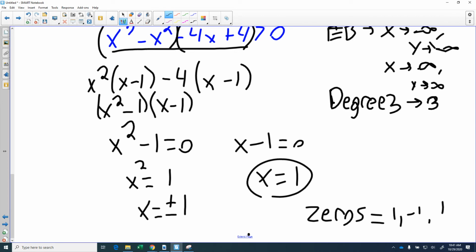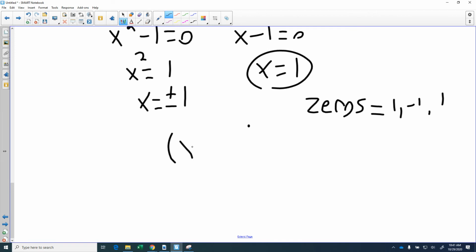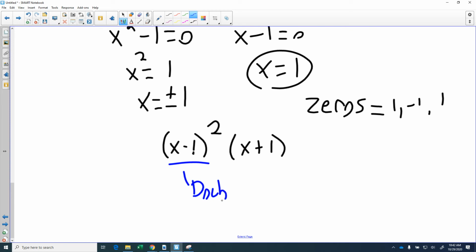So based off of that information, I can determine that this function has to be x plus 1 squared, x minus 1. Oh, excuse me, flip that. My fault, because it's positive 1, we want to write it negative within the factor. x minus 1 squared times x plus 1. Okay, so the last key piece of information we want to know is that we have a double root at that location.